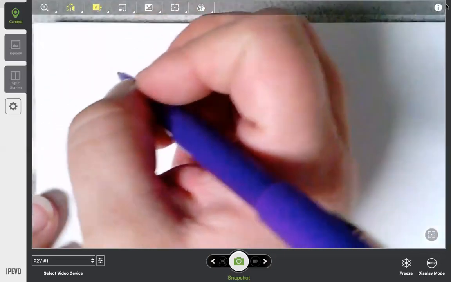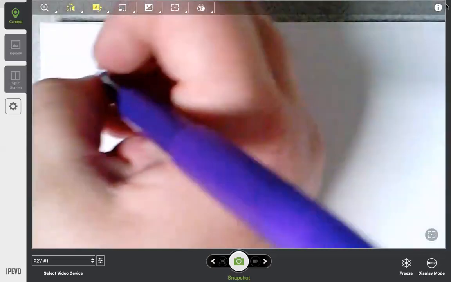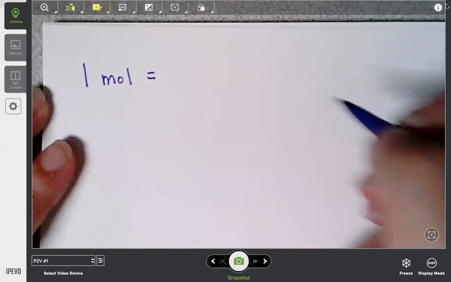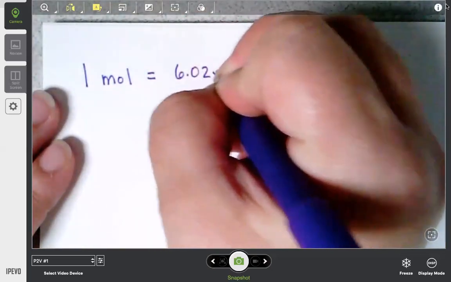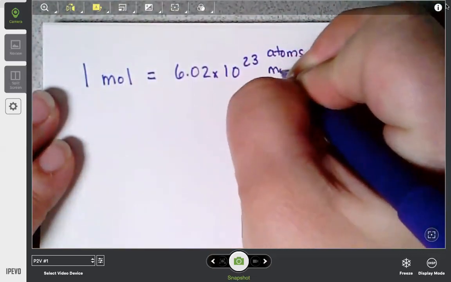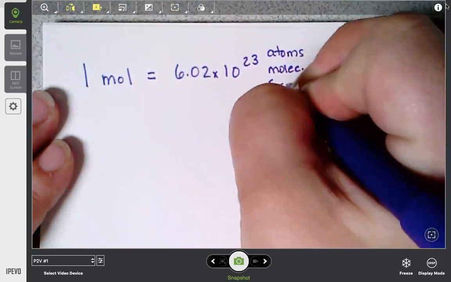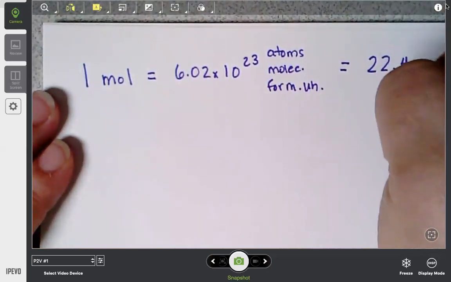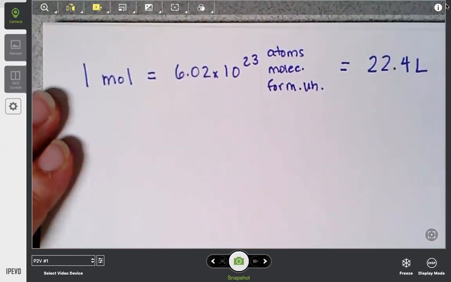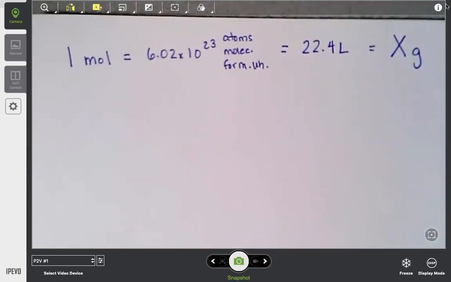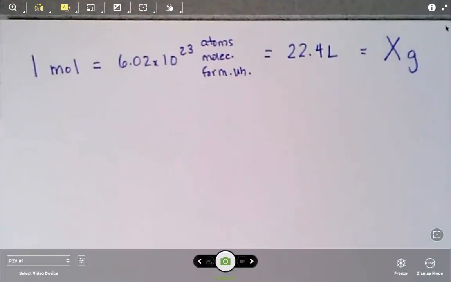So, for example, just a recap. If we think about our chapter 10, what do we know about the mole? One mole is equal to 6.02 times 10 to the 23rd atoms or molecules or formula units. We also know that it is equal to 22.4 liters, and we know about the grams. We've been doing the gram portion with our molar mass, utilizing that in our periodic table already.